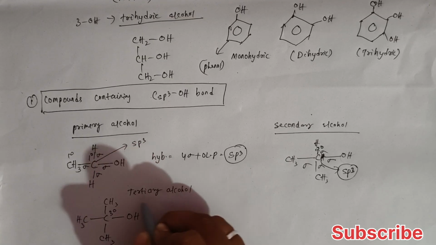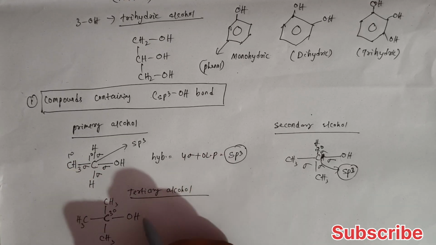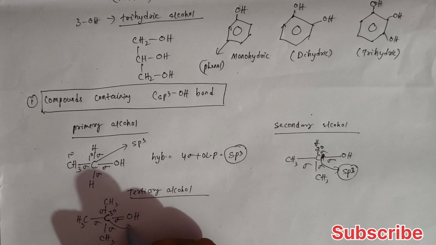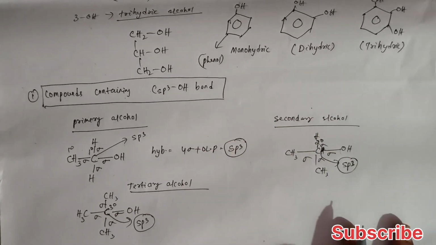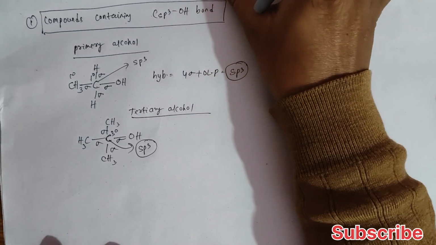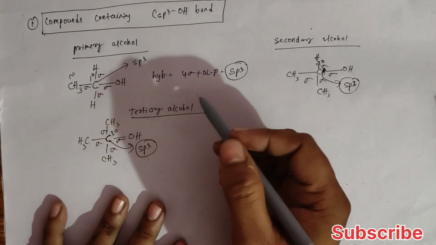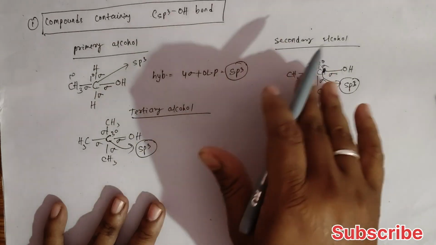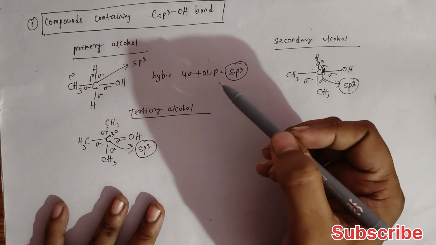Okay. So in tertiary alcohol also, this carbon atom forms 4 sigma bonds: 1, 2, 3, 4. That means it performs sp3 hybridization. So we can say that this carbon is sp3 hybridized, and the sp3 hybridized carbon atoms here are directly attached to OH groups. I hope everyone clearly understands that according to the carbon sp3 OH bond, we can classify alcohols into 3 types: first primary, then secondary, then tertiary.